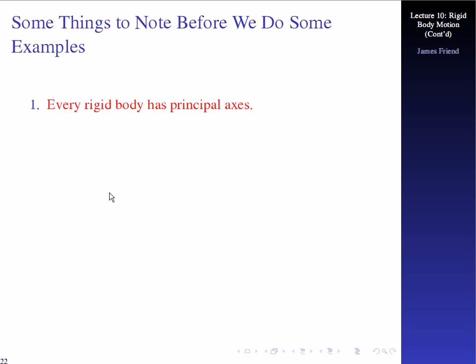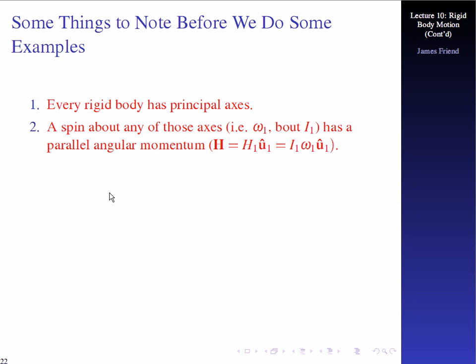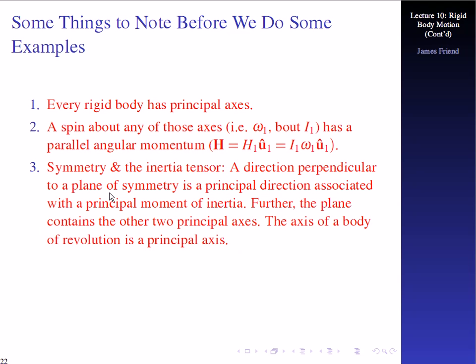Every rigid body has principal axes, okay? And the spin about any of those axes has a parallel angular momentum. The direction perpendicular to a plane of symmetry is always a principal direction associated with the principal moment of inertia. So if you have that situation, then you know you got yourself a principal moment of inertia. Furthermore, the plane contains the other two principal axes.